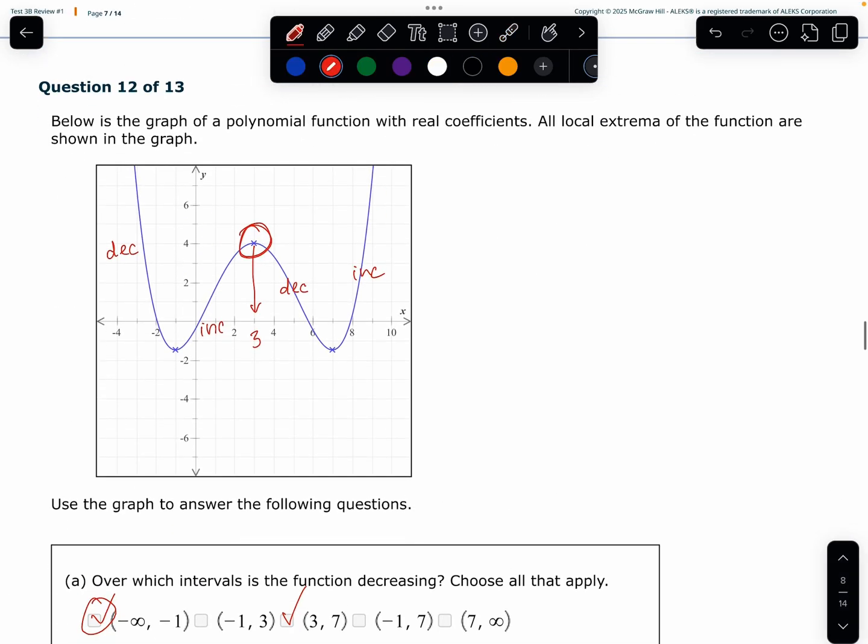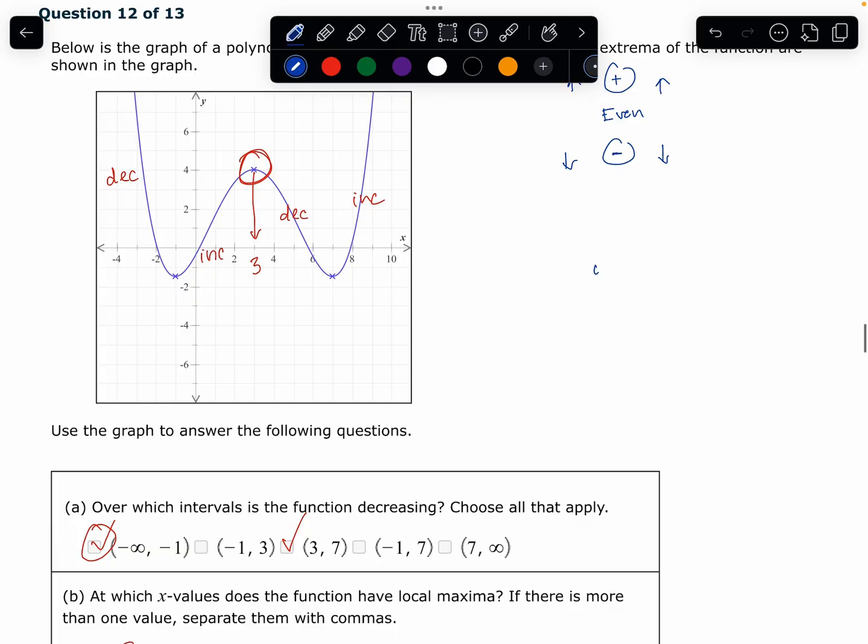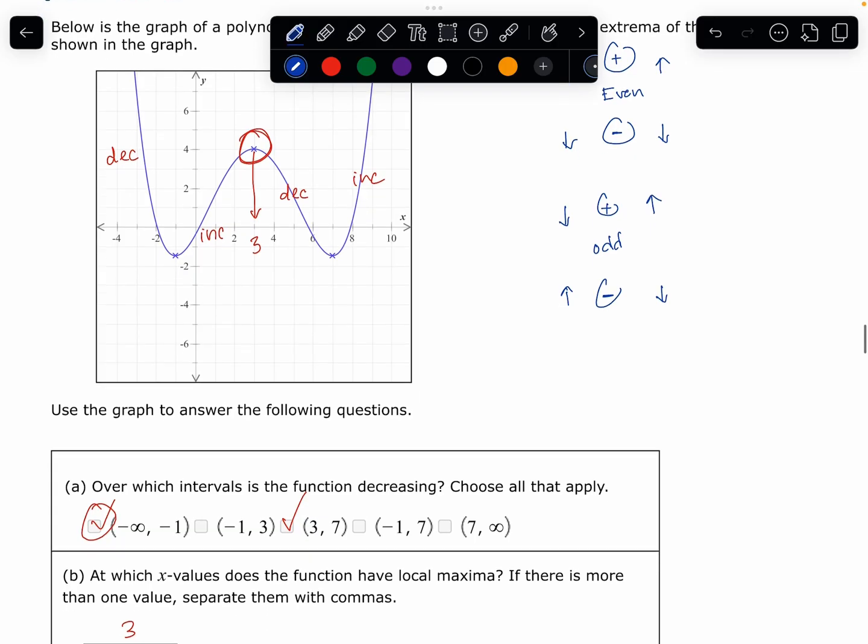Just so you remember, if it's an even degree polynomial, the ends have to be going in the same direction, either both going up or both going down. If it's a positive leading coefficient, they're both going up. If it's a negative leading coefficient, they're both going down. If you have an odd degree polynomial, you can have one side going down on the left and the other side going up on the right, or the opposite. If it's a positive leading coefficient, it's down on the left and up on the right. And if it's a negative leading coefficient, it's up on the left and down on the right. So that's how you can tell.